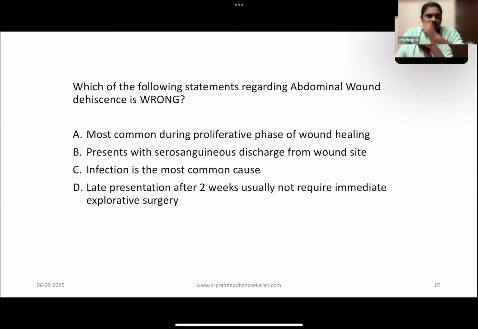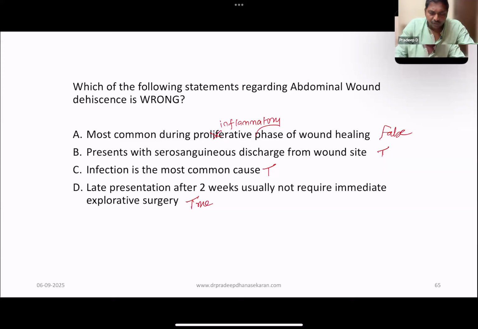Then let's discuss abdominal wound dehiscence. Which of the following statements regarding abdominal wound dehiscence is wrong? It is most common during the proliferative phase of wound healing. With regard to wound healing, it occurs during the first week. The first week will be the inflammatory phase. It presents with serosanguineous discharge from the wound site. That is a true statement. Infection is the most common cause. Late presentation after 2 weeks usually does not require immediate exploratory surgery. That is also a true statement.